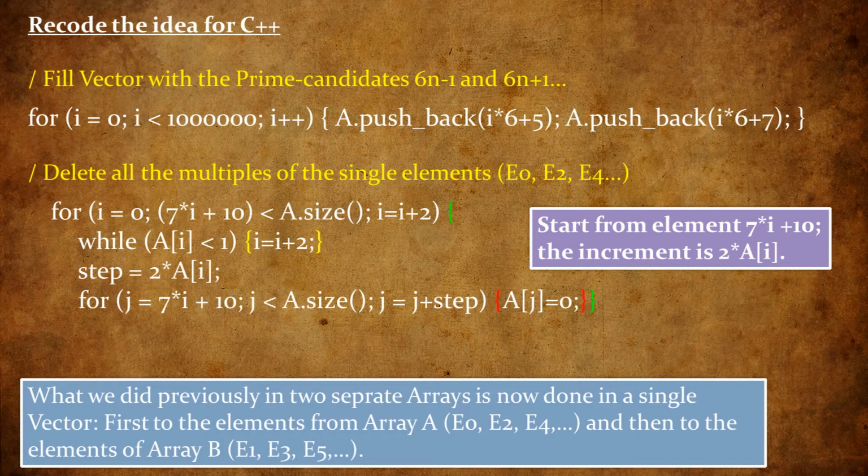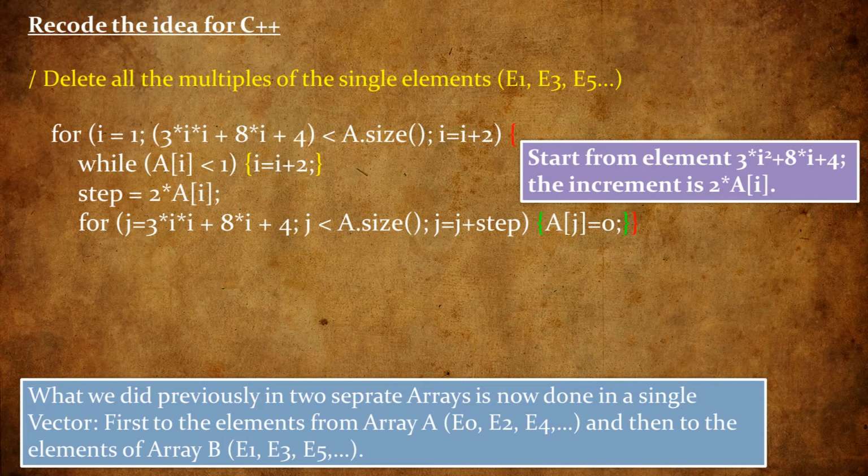What we did previously in 2 separate arrays is now done in a single vector. First the elements from array A, that are here the even ones E0, E2, E4, and then the elements of array B, E1, E3, E5. And in order to delete the multiples of the odd elements, we start from element 3i² + 8i + 4, and we use 2 times A(i) as increment.